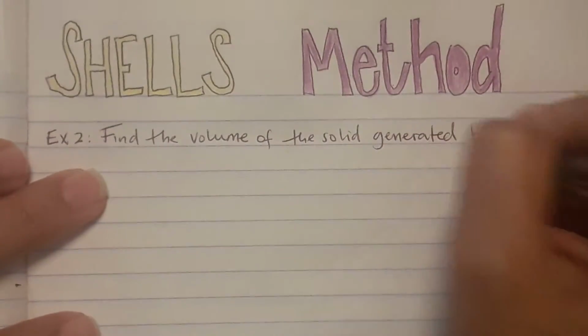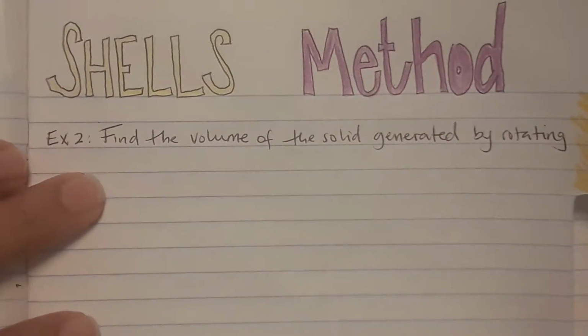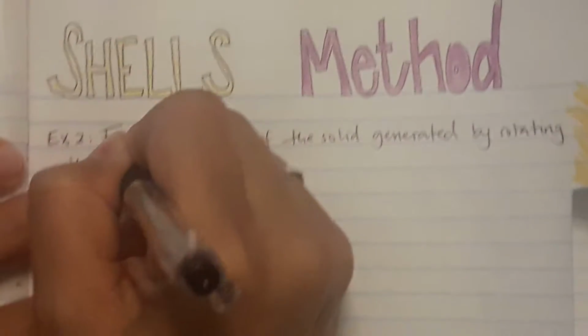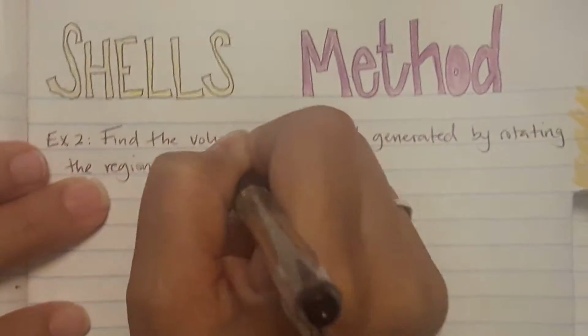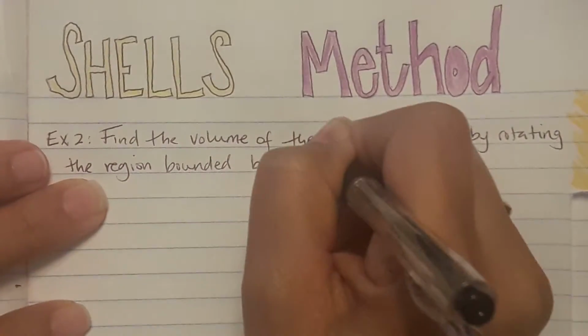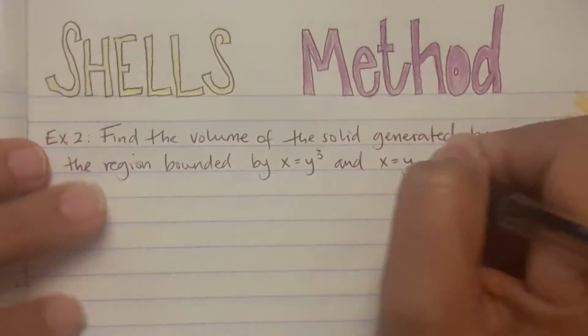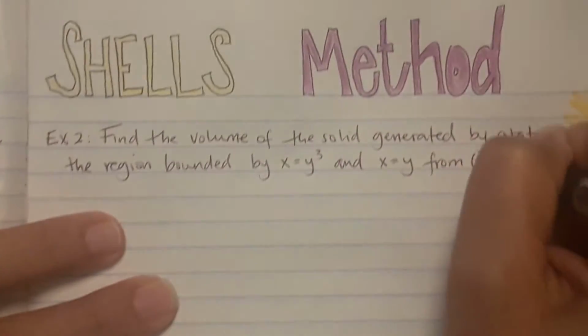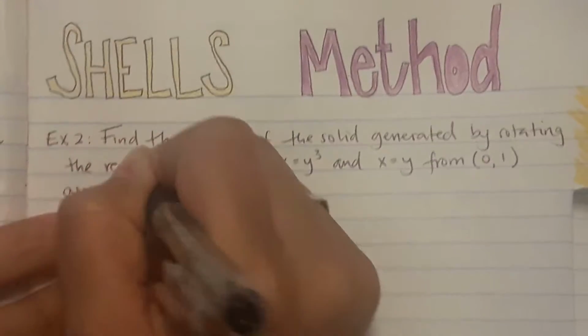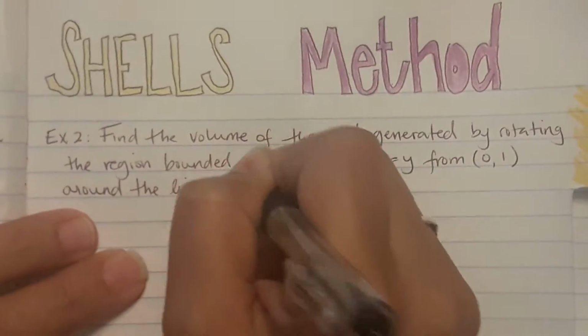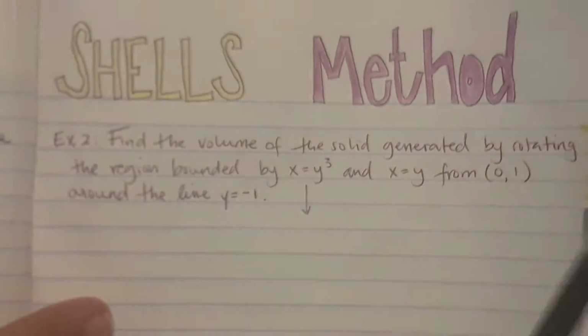Find the volume of the solid generated by rotating the region bounded by x equals y cubed and x equals y from 0 to 1 around the line y equals -1. And again, just a big hint: when they give it to you in terms of y's, then it's dy. If they give it to you in terms of x, it's more than likely dx. Don't quote me on that, but I'm going to go with like 90%.